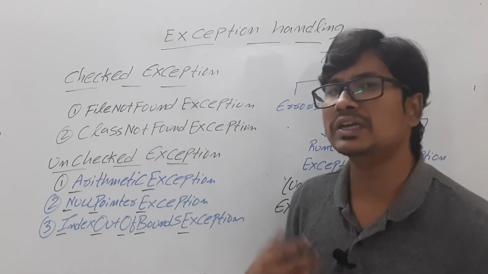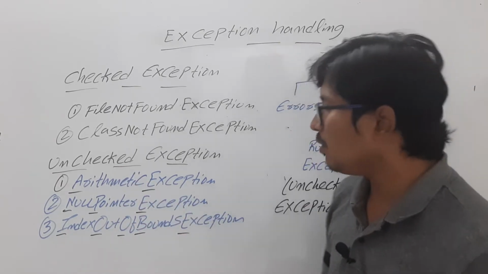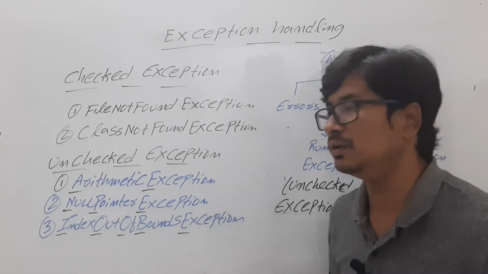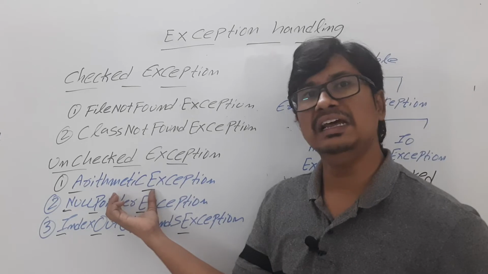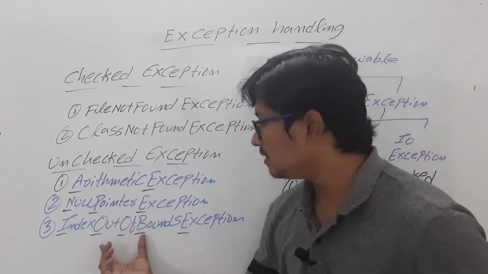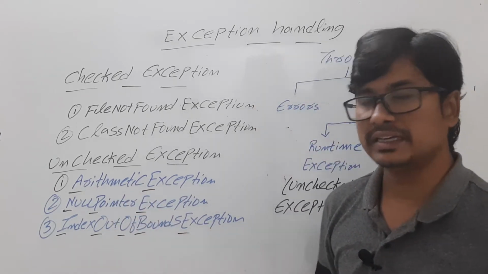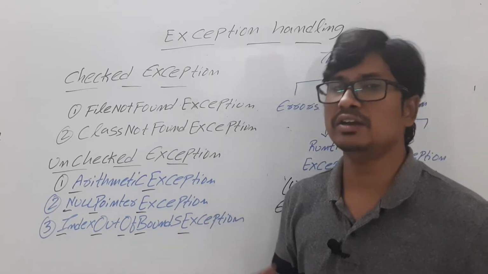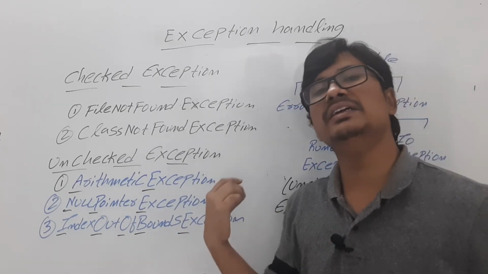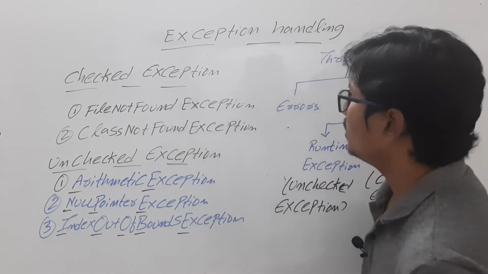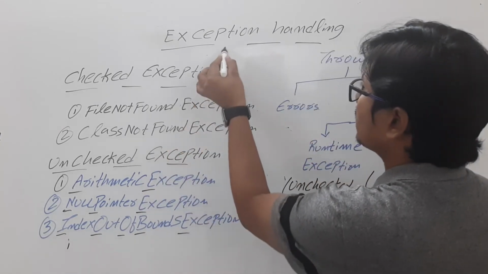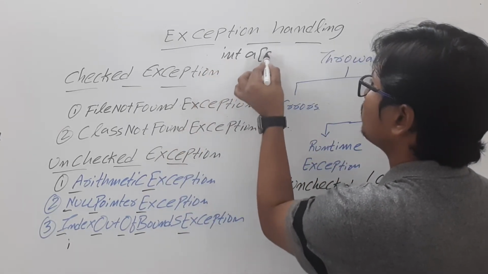Now let me discuss what is meant by arithmetic exception. Whenever you are dividing a number by 0 somewhere in a program, an arithmetic exception will be raised. Then index out of bounds exception means that in an array or a string, at that particular index there is nothing. Like in the previous example, let's take that I have declared an integer array of size 5.